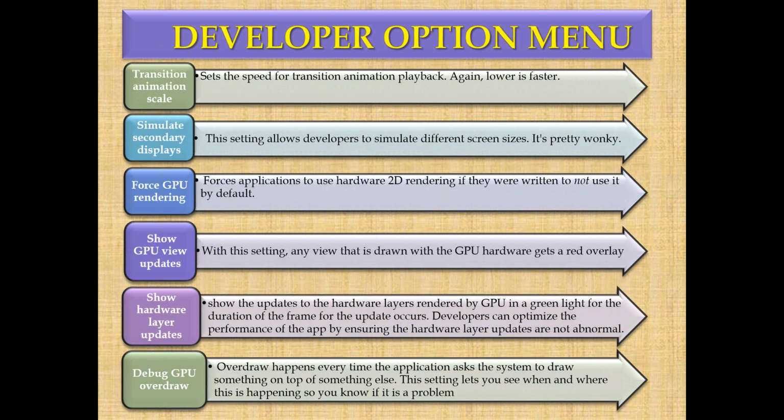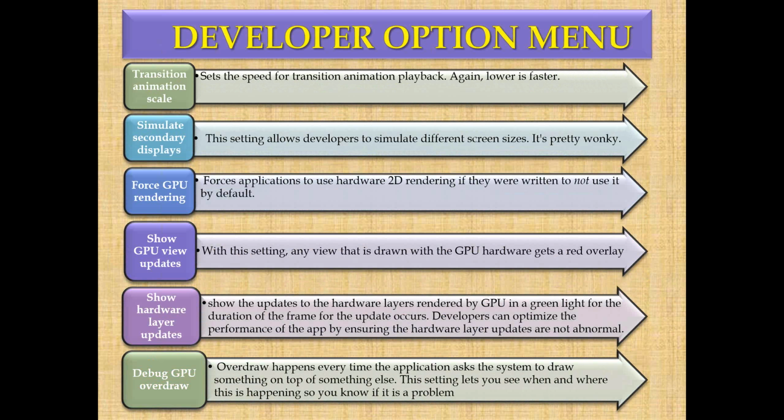So another thing is the graphic processors, okay? The graphics processing unit, like forced GPU rendering. It's about the hardware, and there could always be conflict between 2D and 3D, 2D and 3D. And you can use the hardware 2D rendering.